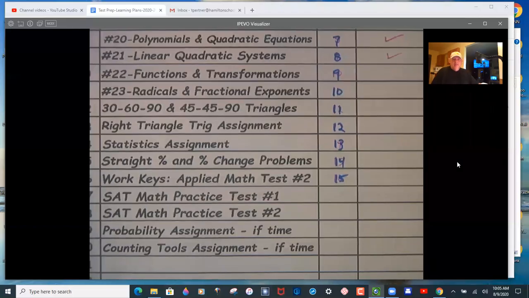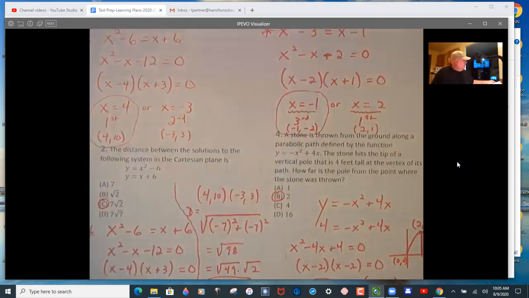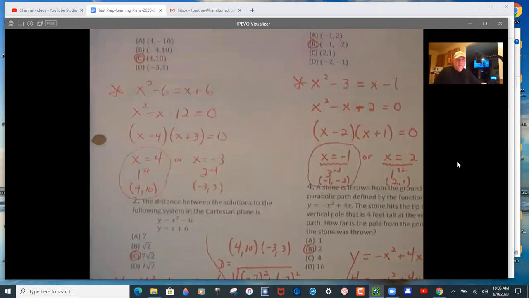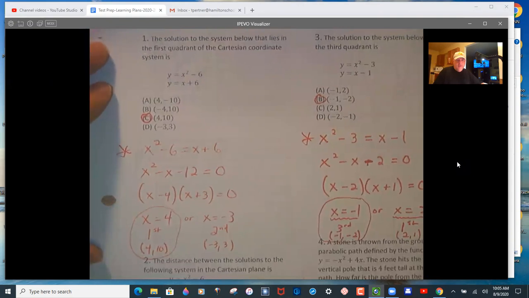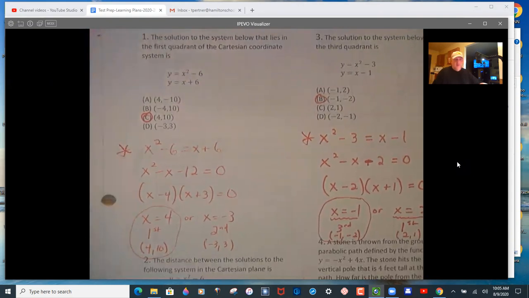This is assignment 8 in test prep, linear quadratic systems. So the idea with linear quadratic systems is that you set them equal to each other if they're both equal to y, and then factor that out and solve it for x. That you have two coordinates to find though.